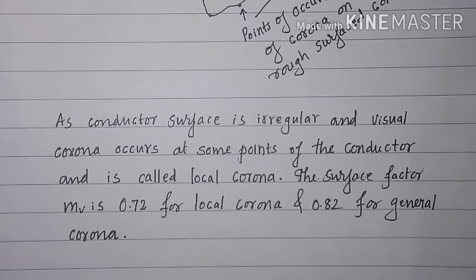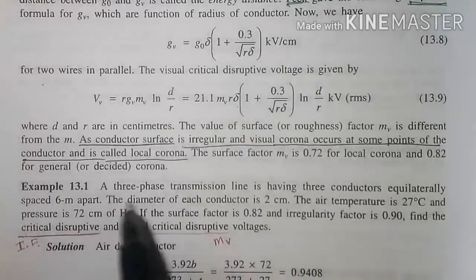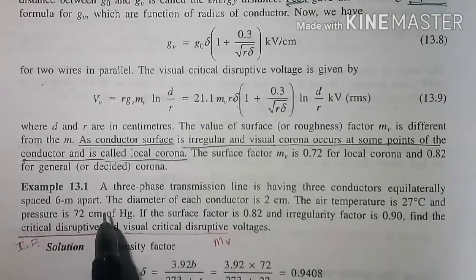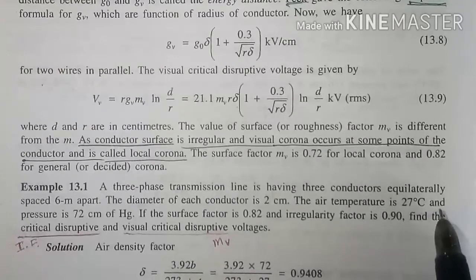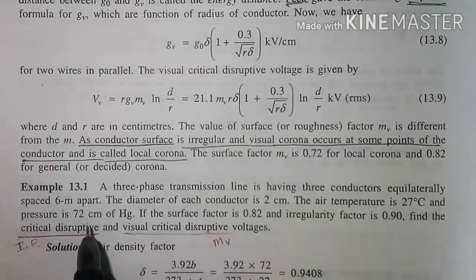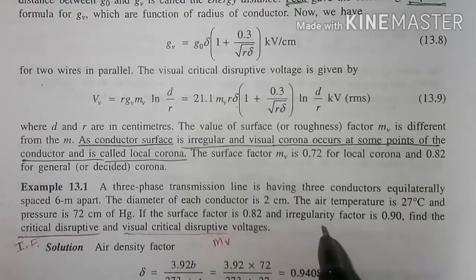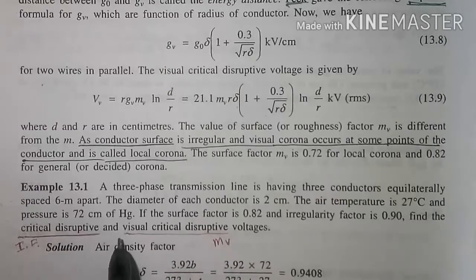Now we will take one example based on the critical disruptive voltages. I request you to write down this question. A three-phase transmission line is having three conductors equilaterally spaced 6 meters apart. The diameter of each conductor is 2 cm. The air temperature is 27 degrees Celsius and pressure is 72 cm of mercury. If the surface factor is 0.82 and irregularity factor is 0.90, find the critical disruptive and visual critical disruptive voltages.